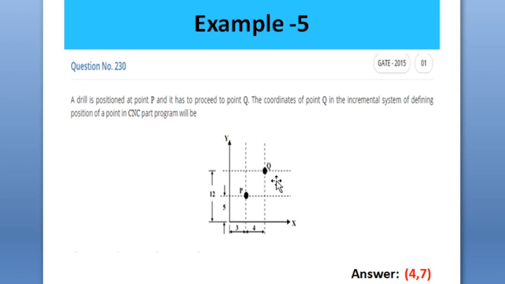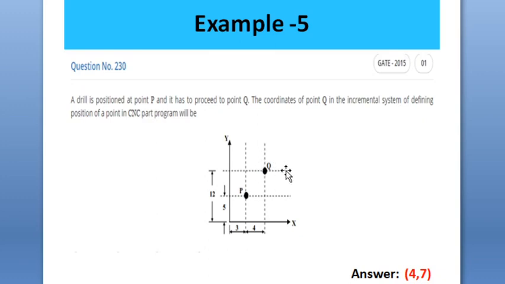The coordinates of Q in absolute G90 code: the values are taken from the origin 0, 0, so the coordinates of Q are 7 and 12 in G90 absolute mode. But the question asks for the incremental mode, the incremental system.